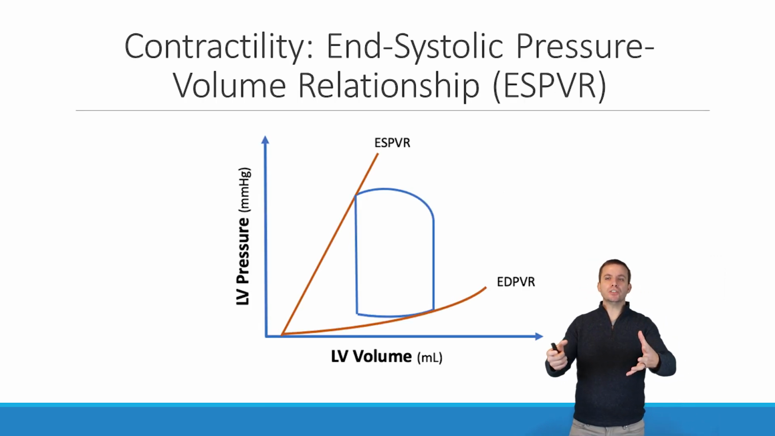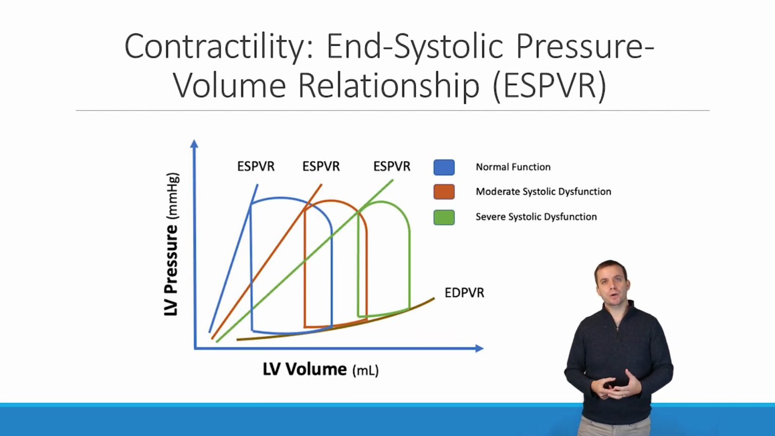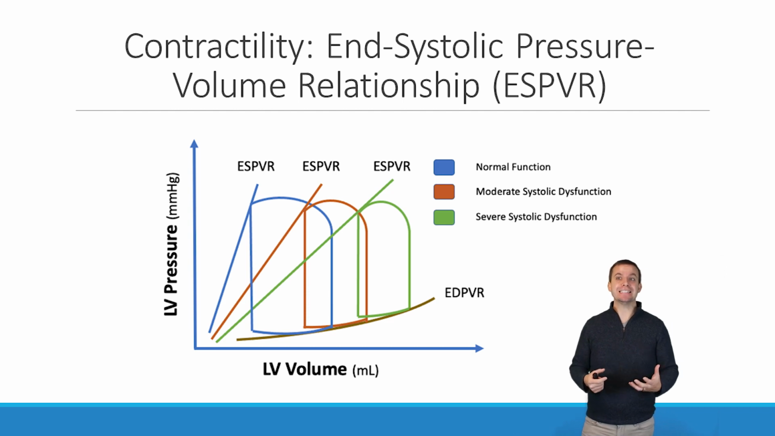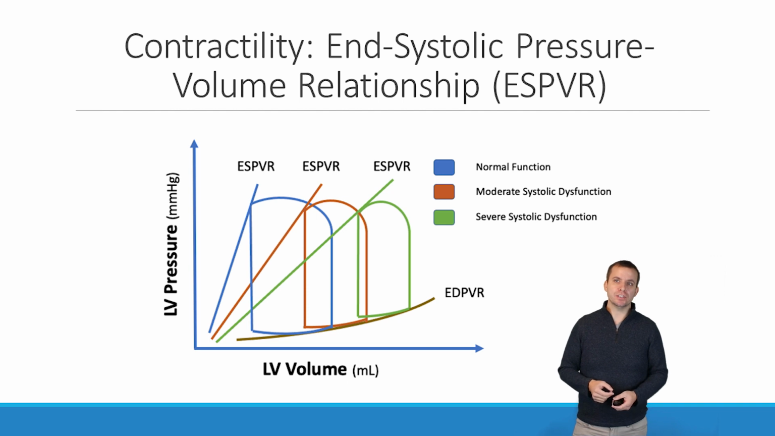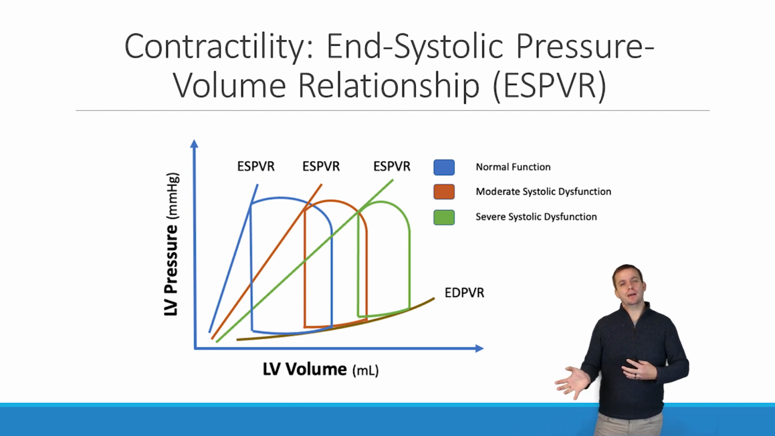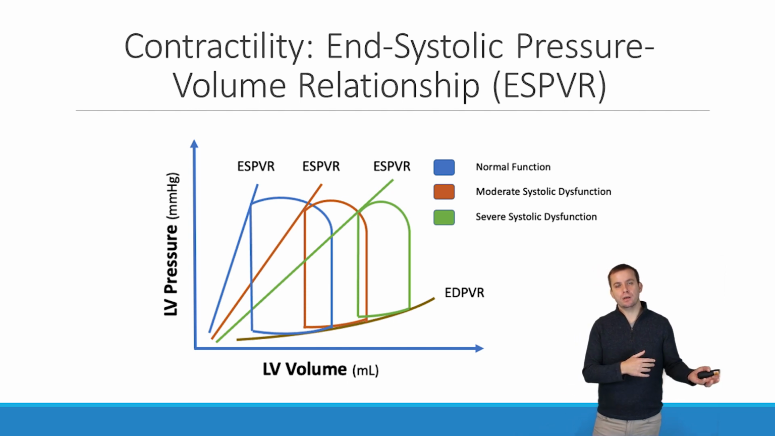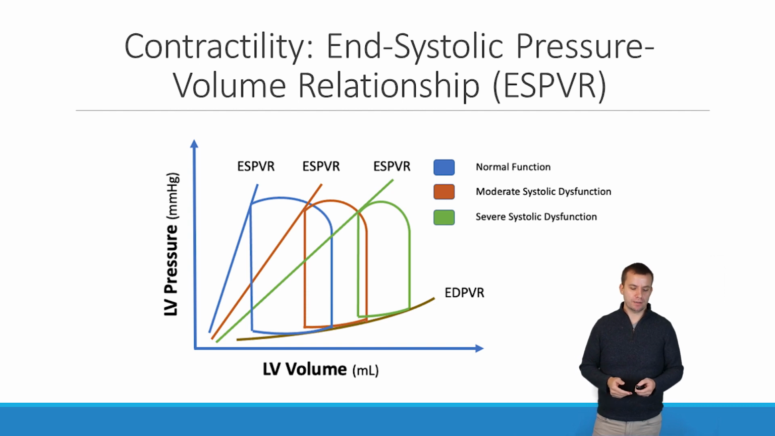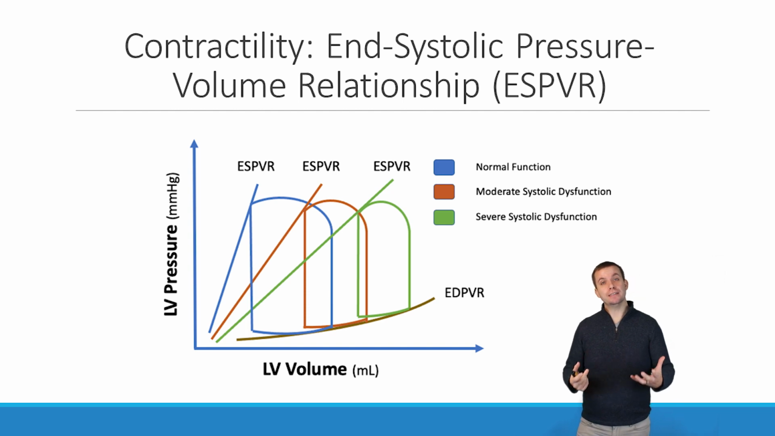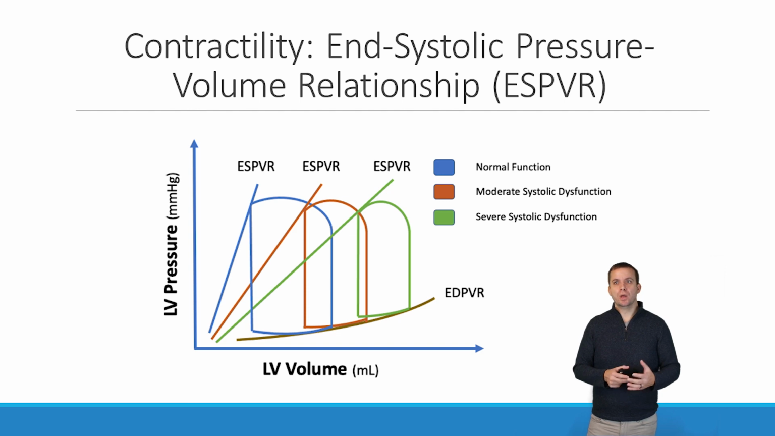So in terms of the pressure volume loop that we looked at before, we're not talking about the end-diastolic pressure volume relationship. We're looking at the end-systolic pressure volume relationship, or that diagonal line that goes tangent to the corner of your loop, where you have your isovolumetric relaxation, and then where your aortic valve opens and is able to eject. As your contractility changes, your ESPVR, your end systolic pressure volume relationship, will actually change.